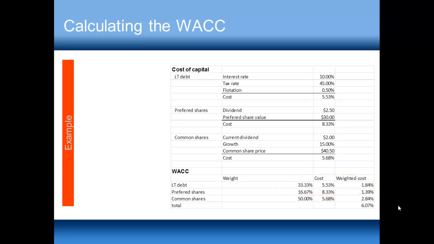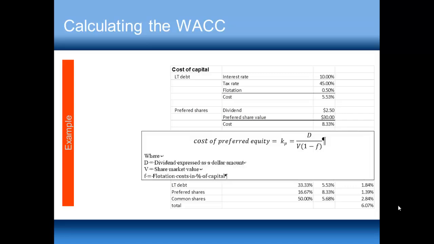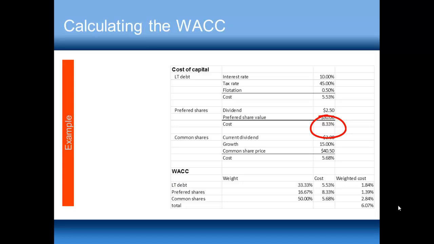We'll do the same thing for the preferred shares where we're calculating the return. So D divided by P, so the value of the share and the dividend gives me 8.33%. That is what we're paying out to our preferred share investors. They own 16.67% of the capital. Multiplying both of those together, 1.39.